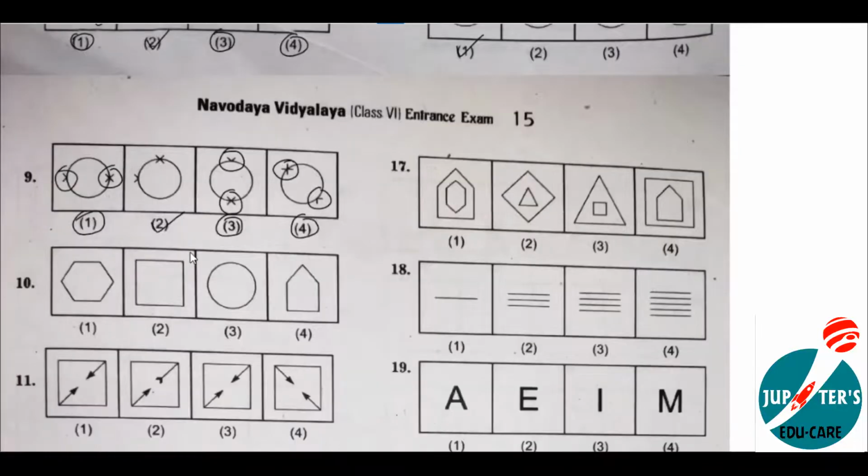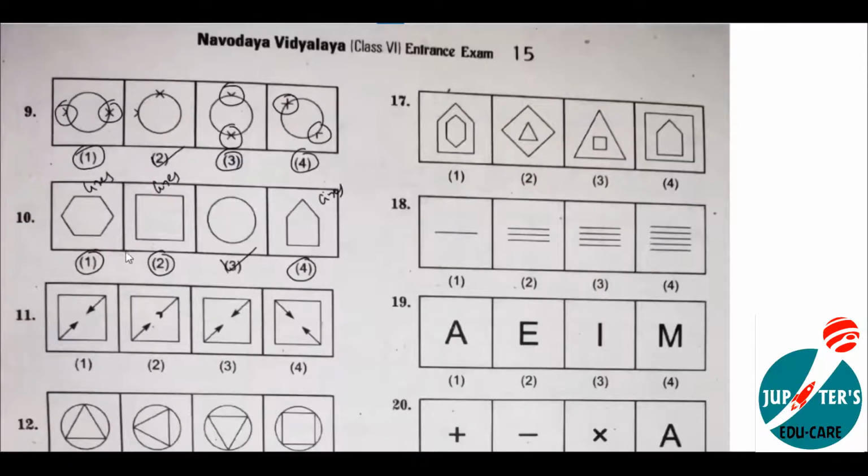Next, question number 10. See, in this first option, this figure is made by lines. In the second option also this figure is made by lines. In the fourth option also this figure is made by lines. This last option is also made by lines. But in case of option 3, it is made by circular shape. So option 1, option 2, option 4 are similar. Option 3 is different from these three options. So option 3 is our answer.